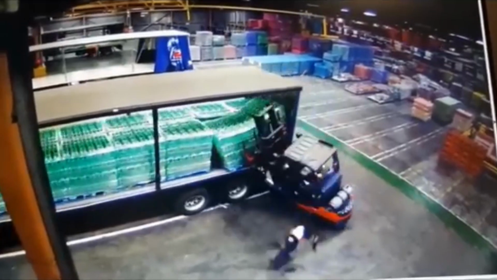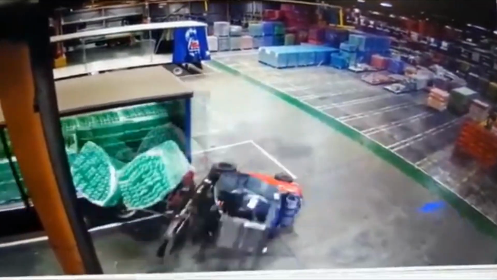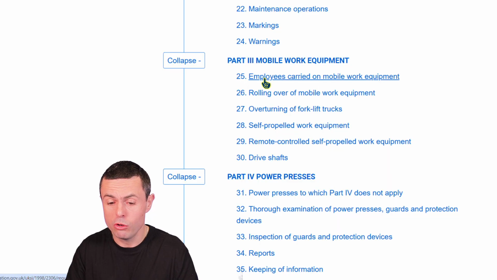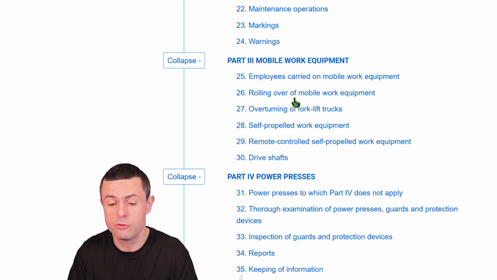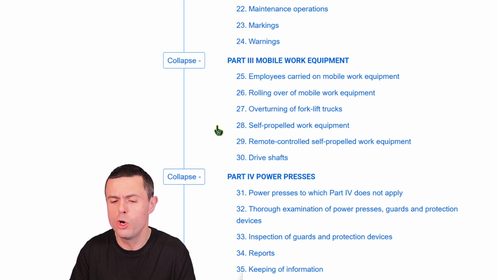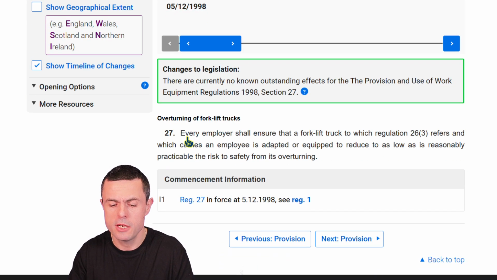Now, interestingly, in PUWER, you've got some really specific stuff which is relevant to this topic. If you remember, we studied the overturning of forklifts, and we've actually got all this here, mobile work equipment. We've got some duties there. In particular, you've got some stuff about the overturning of forklifts. You've got the rolling over of mobile work equipment. So it might be worth having a look at that to see if this duty is relevant to you.